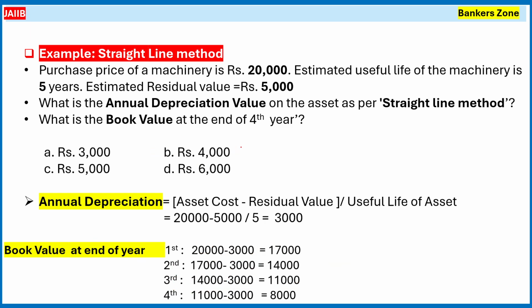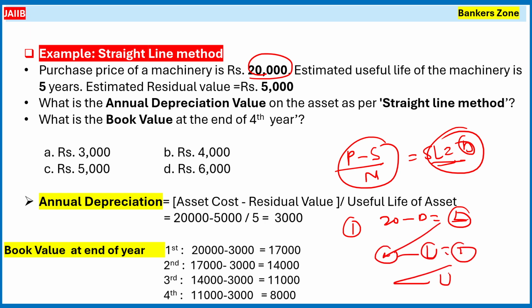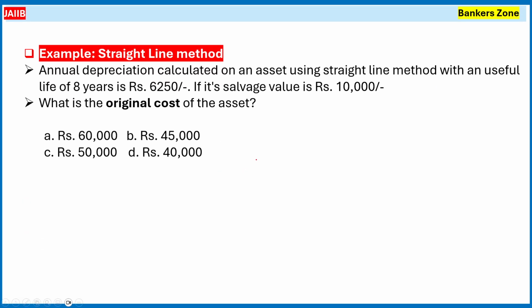Always remember, it is very easy, right? Purchase price minus salvage value divided by the number of years, you will get the straight line method depreciation, that is the annual depreciation. So for first year, simply subtract it from the purchase price. So 20,000 minus depreciation you will get for first year. Whatever first year amount you are getting, subtract depreciation again, you will get for second year. Again subtract depreciation, you will get for third year. Very easy, right?